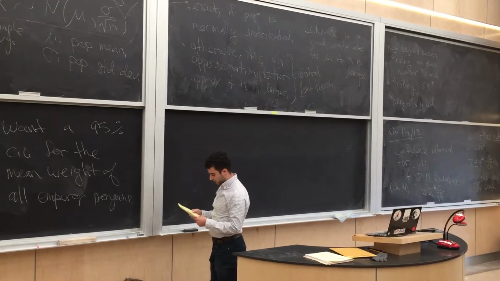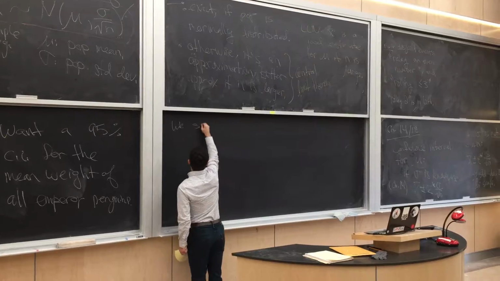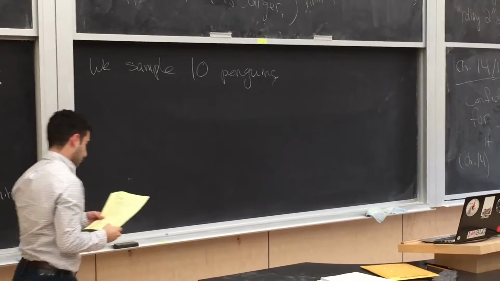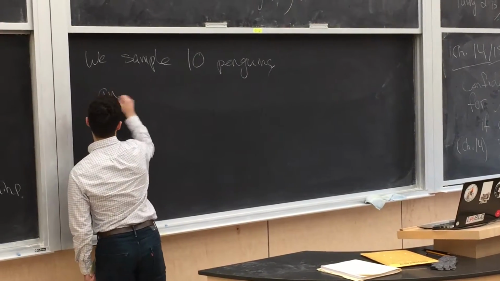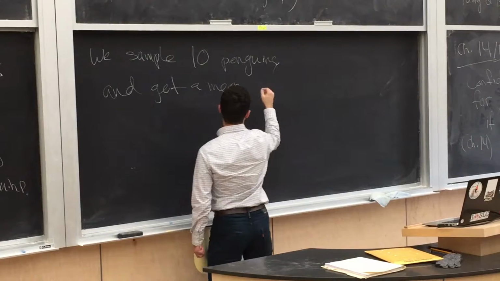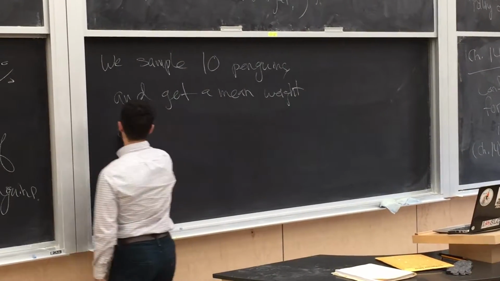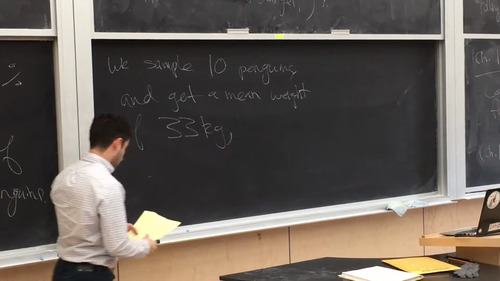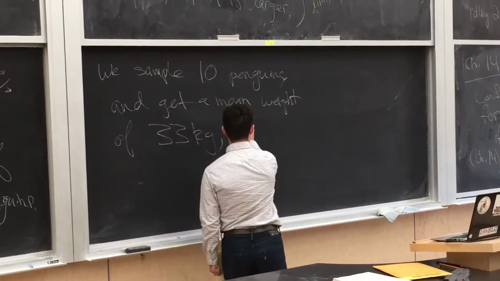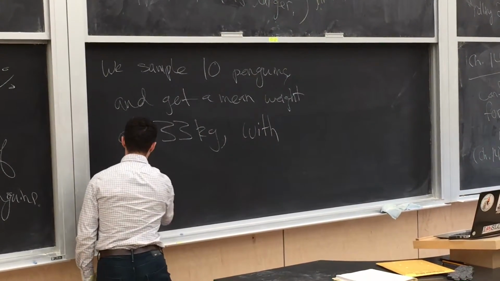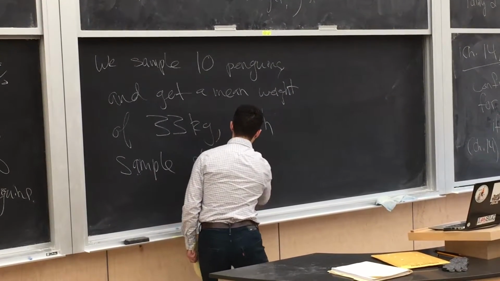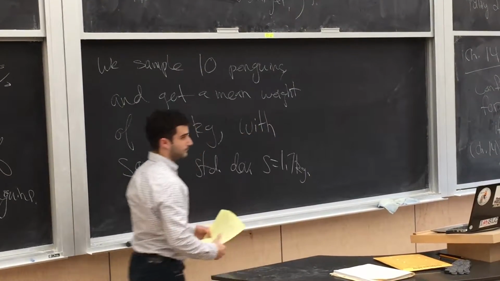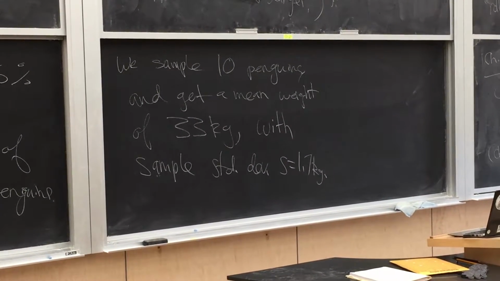And so suppose we get the following numbers. We sample 10 penguins, and we get a sample mean of, let's say, 33, with a sample standard deviation, so s equals 1.7. So this is the whole setup.